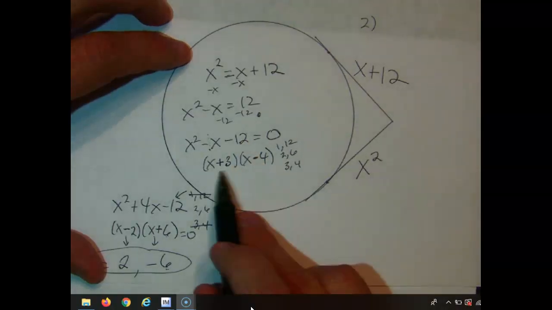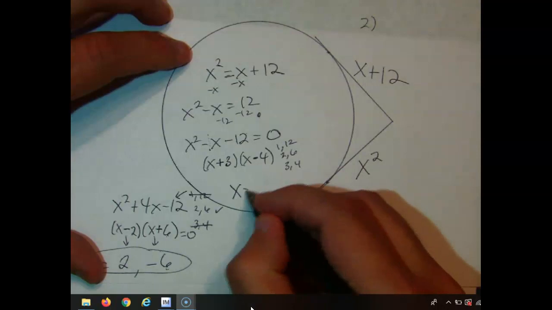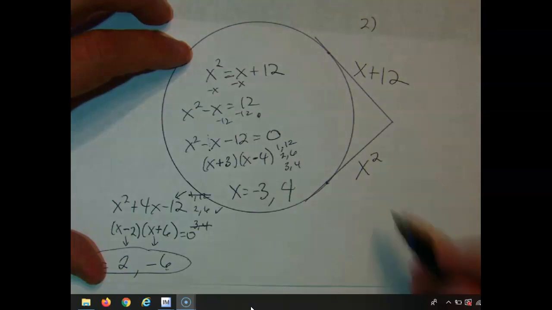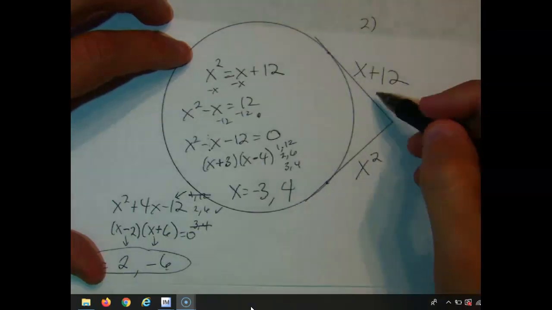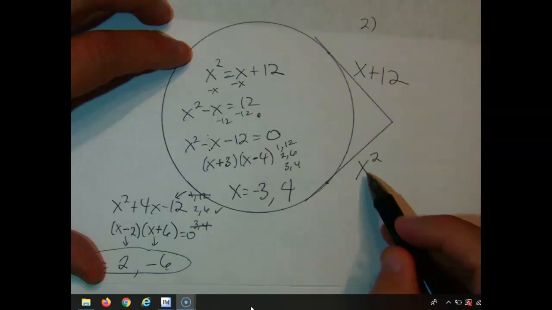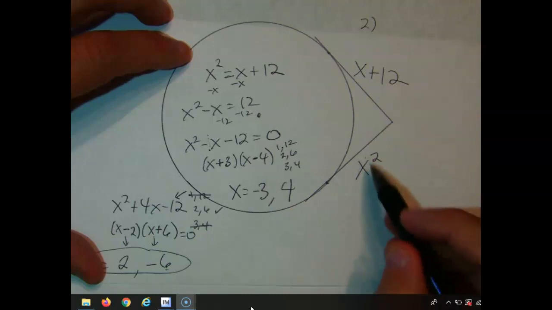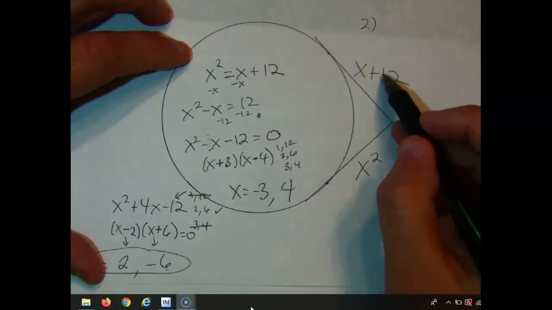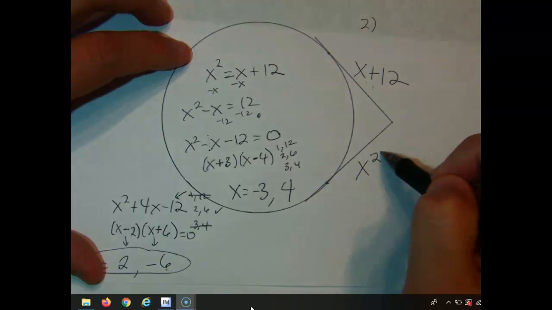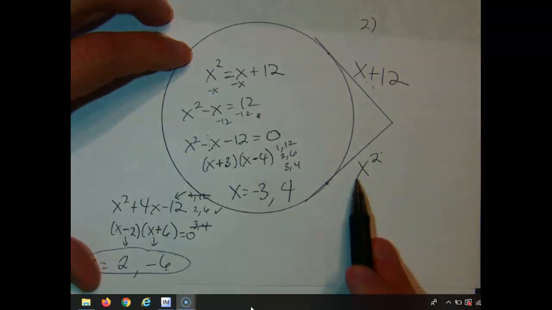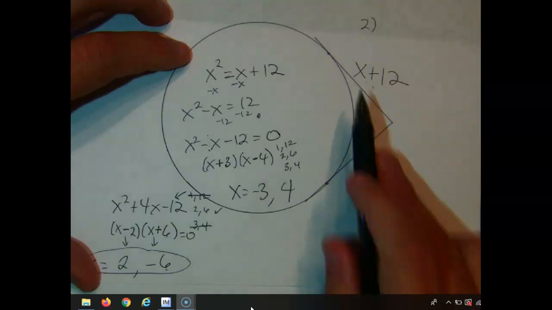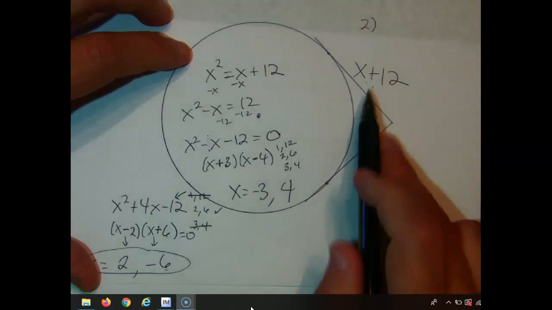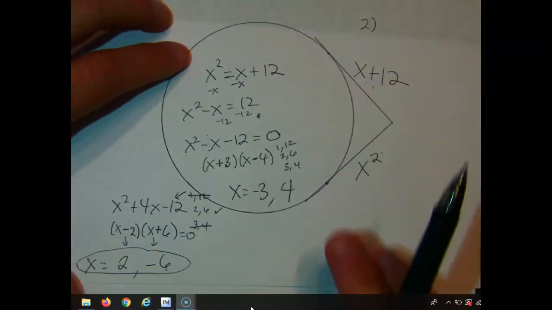Then I told you, write down the opposite. So x equals negative 3, or x is equal to 4. If I plug these in, you'd get a correct answer. Alright, so if I put negative 3 here, negative 3 squared would be 9. And if I put negative 3 here, negative 3 plus 12 is also 9. 9 equals 9. Now let's try with 4. I put 4 here, 4 squared is 16. Put 4 here, 4 plus 12 is 16. 16 equals 16. And this is how you'll do number 2.